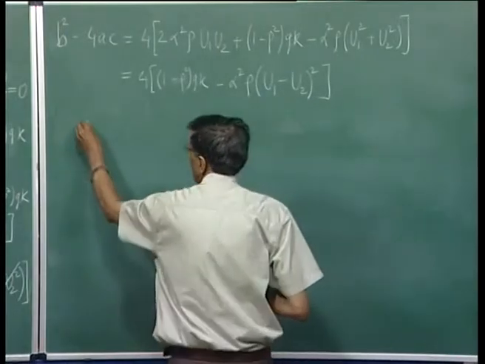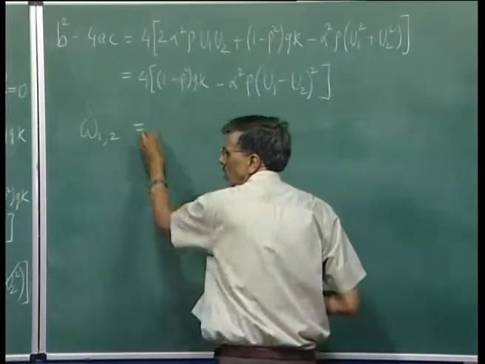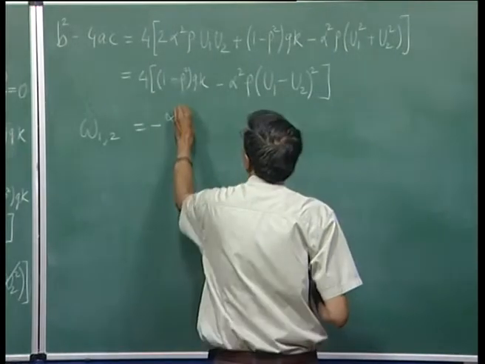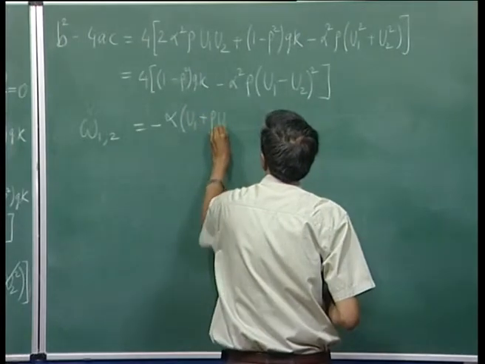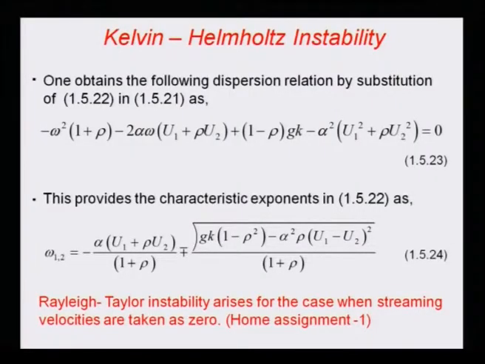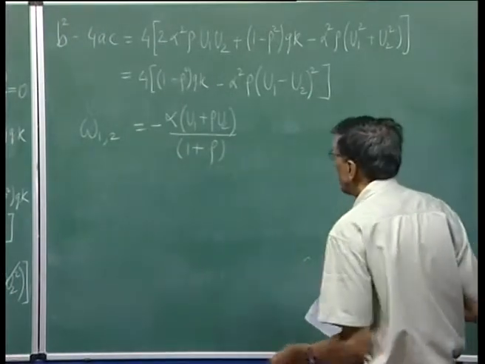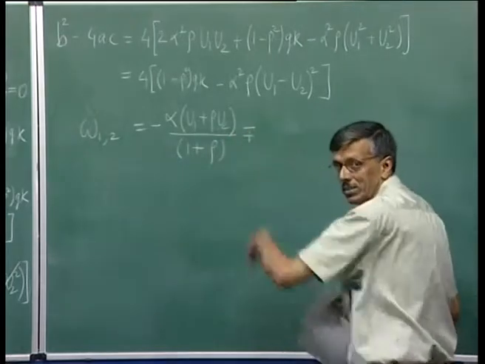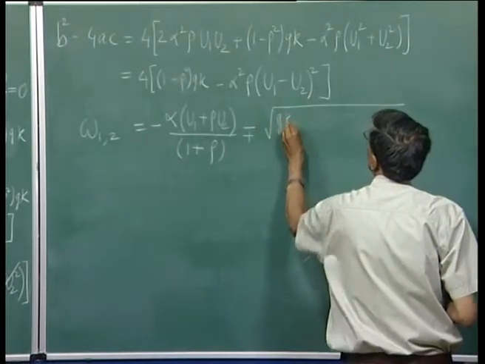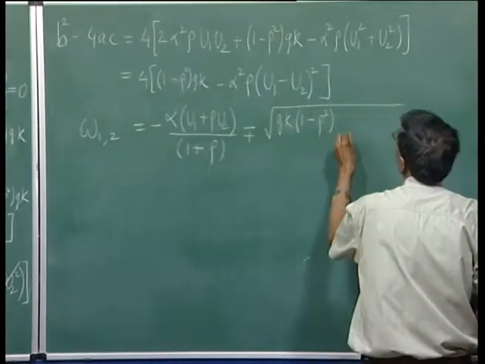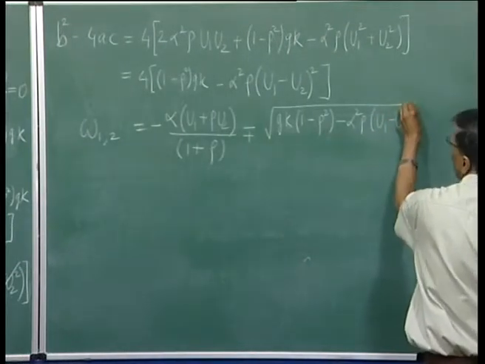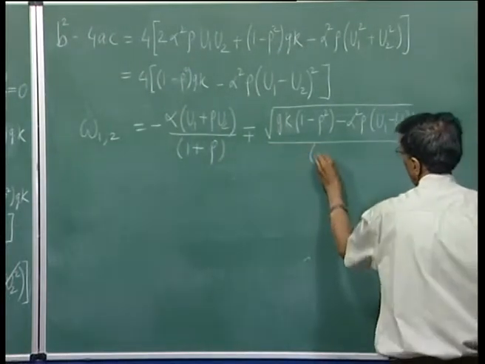So, we basically get that expression now. I purposely spent a little time to help you with the simplification. It has one part, alpha times rho u1 plus rho u2, as given in equation 24 in the slide. And there is this other part that comes from the characteristic determinant, and what we get is g k times (1 minus rho square) minus alpha square rho (u1 minus u2) whole square, divided by 1 plus rho.